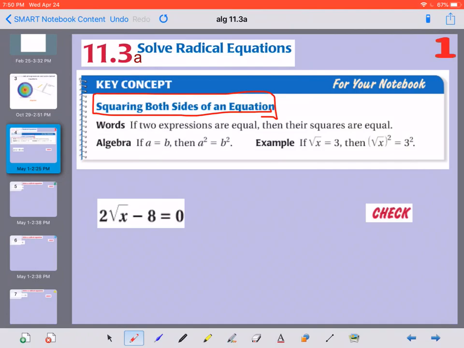For an example, if the square root of x equals 3, then the square root of x squared equals 3 squared. So how we're going to do this is basically we are just going to solve this equation like we solve any other equation. First thing we've got to do, we're trying to get x by itself, so we're going to move this 8 over to the other side, because remember we're doing PEMDAS, or the order of operations, but we're actually doing it backwards. So we start with addition or subtraction, getting rid of that. So we're going to start by adding 8 to both sides.